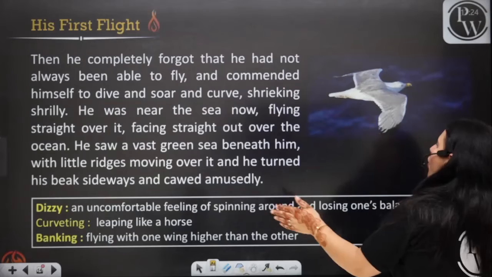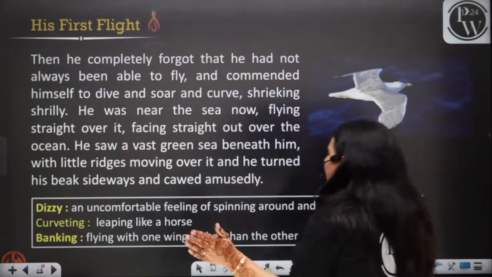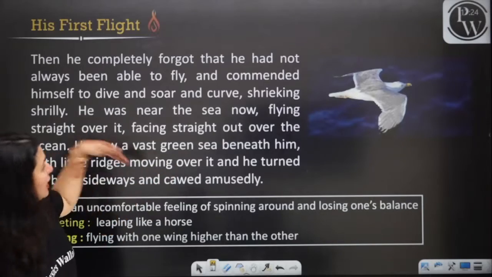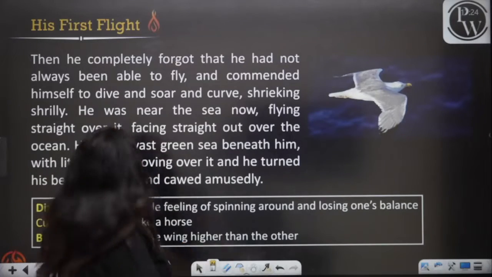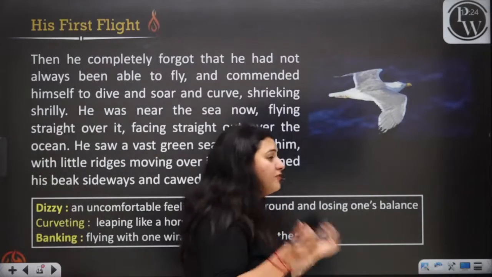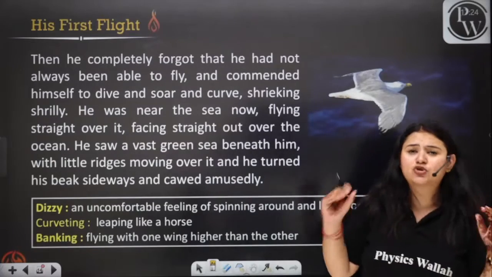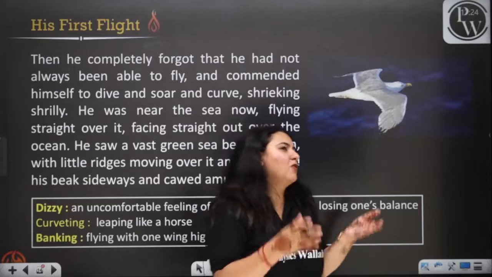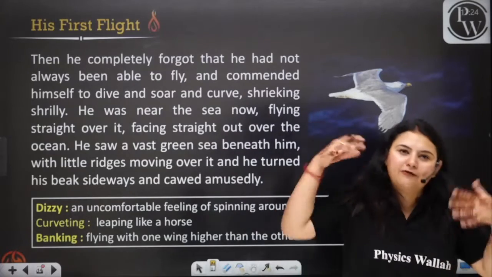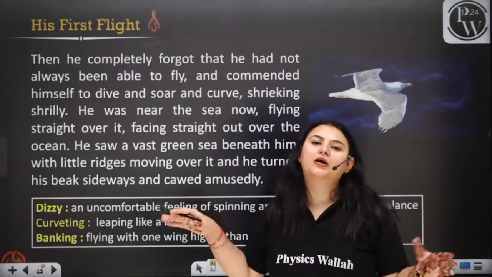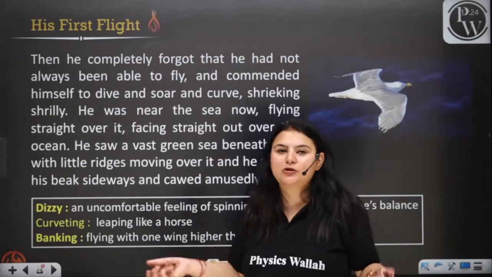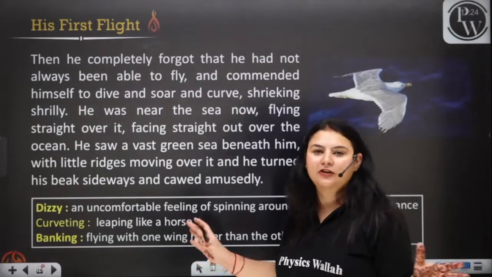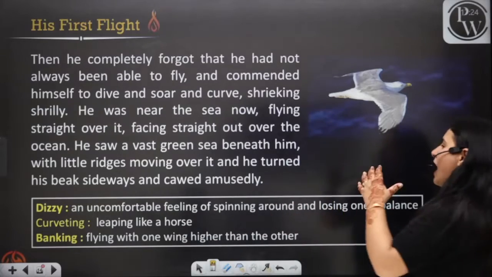Then he completely forgot that he had not always been able to fly, and commenced to dive and soar and curve, shrieking shrilly. Now, the line comes: he forgot that he had not always been able to fly. Obviously, he was a bird. Once we learn, we think that there wasn't a time that we couldn't do it. He was born a bird, so obviously he was able to fly. And when he was able to fly, he forgot all his fear. He forgot everything, and he was celebrating.